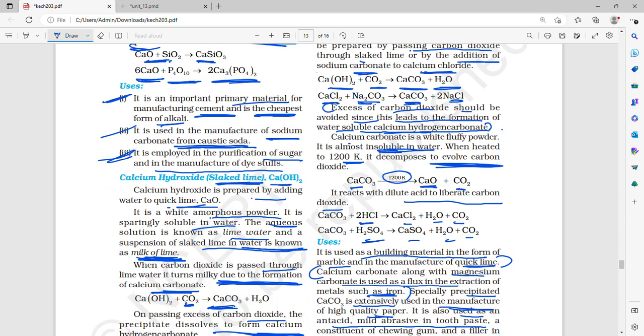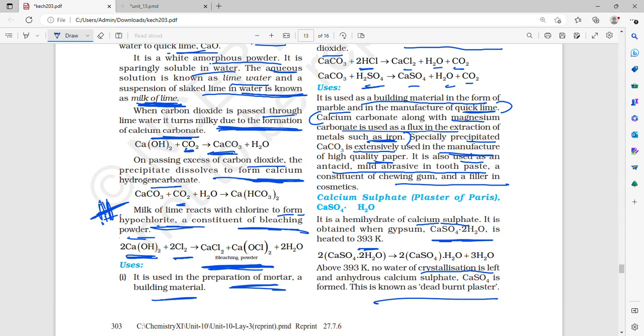So calcium carbonate has many uses: building material in the form of marble, limestone, etc. It is used in manufacture of quicklime, as a filler in cosmetics, as a constituent of chewing gum, and of mild abrasive toothpaste. It is also used as an antacid, in the manufacture of high quality paper, and along with magnesium carbonate as a flux in the extraction of metals such as iron.